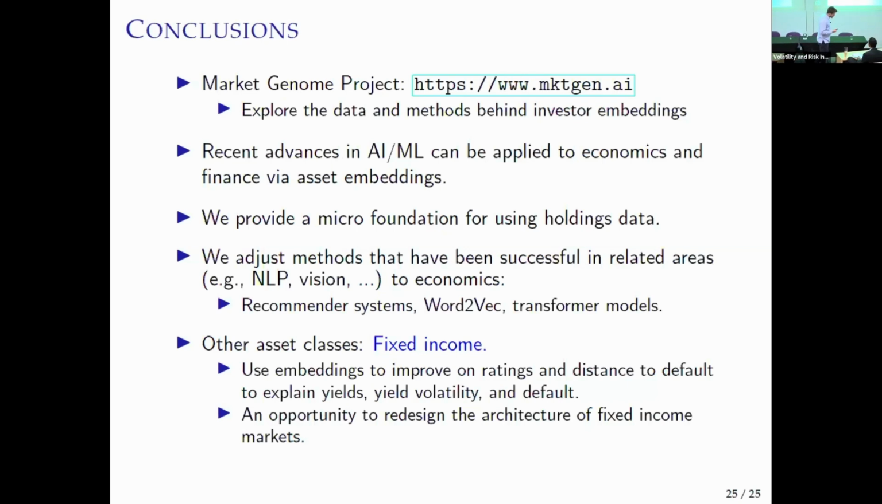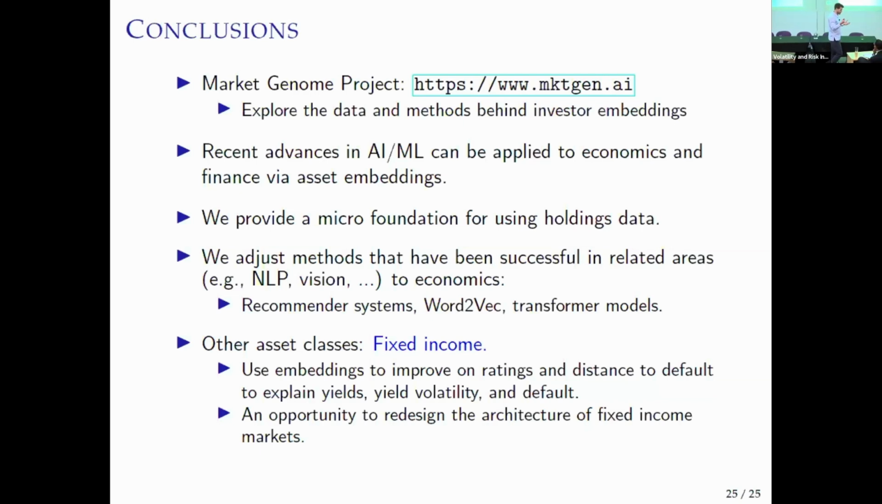So what did I do here? Recent advances in AI and ML can be applied to economics and finance via this idea of asset embeddings that has existed, of course, out there. We use characteristics for all kinds of representations. Our point here is we want to learn those representations, and we want to learn those representations from investor portfolio holdings data. They're the ones that use particular information to form their portfolios and eventually form the prices, right?